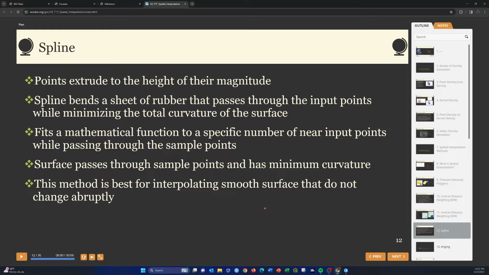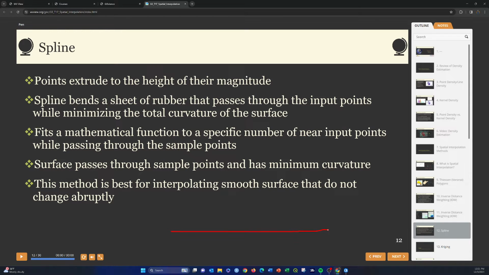Another common way to do it is using what's known as a spline. Splines are generally used when you want to have more of a gradual or smooth surface than what you would maybe get with an inverse distance weighted method. But it kind of depends on the data. Okay, so here's a conceptualization of spline.